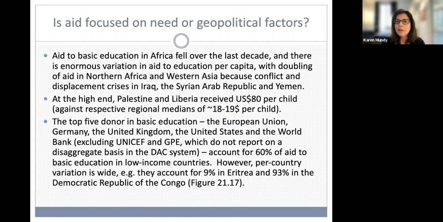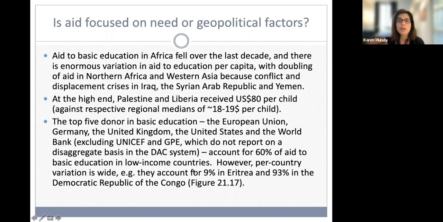And it's kind of crazy when you look at the allocation of aid per child around the world. I'm going to show you a table of that subsequently, but just to give you a sense of the scale of difference: for a Palestinian child or a Liberian child, per child aid looks more like $80 per child, whereas the median respectively in their two regions is more like $18 per child. So it's a very interesting historical confluence of things that leads donors to have these so-called donor darlings when it comes to education.